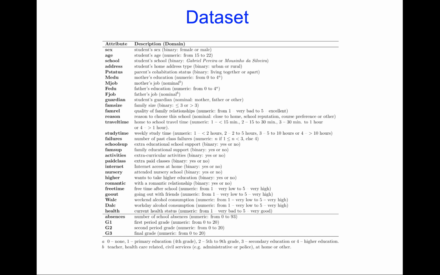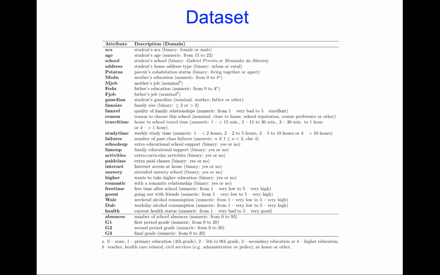Failures. The number of past class failures. School sup. Is the student receiving any extra educational school support? Fam sup. Is the student receiving any family educational support? Activities. Is the student enrolled in any other extracurricular activities? Paid class. Is the student attending any extra paid classes? Internet. Does the student have internet access at home? Nursery. Did the student attend nursery school or not?